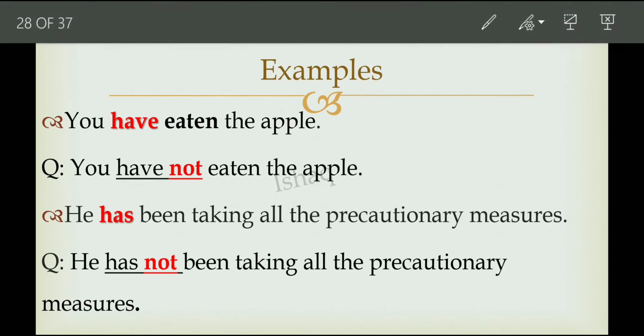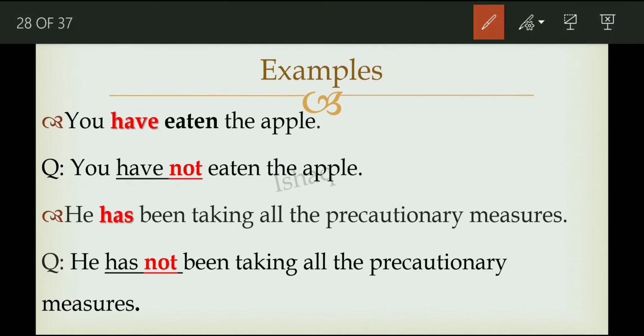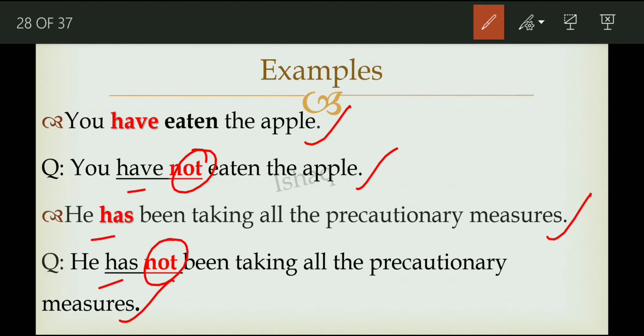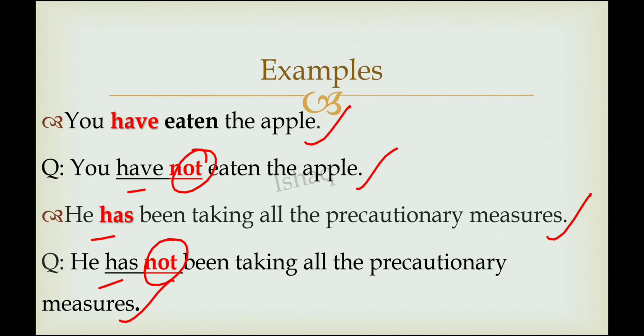So the examples for writing negation are: you have eaten the apple. Simply place that "not" and we say you have not eaten the apple, and you can also say you haven't eaten the apple. He has been taking all the precautionary measures, and he has not been taking all the precautionary measures. Hope you are clear till here. Simply we are placing "not" after that helping verb has or have. Okay, it is clear, right?